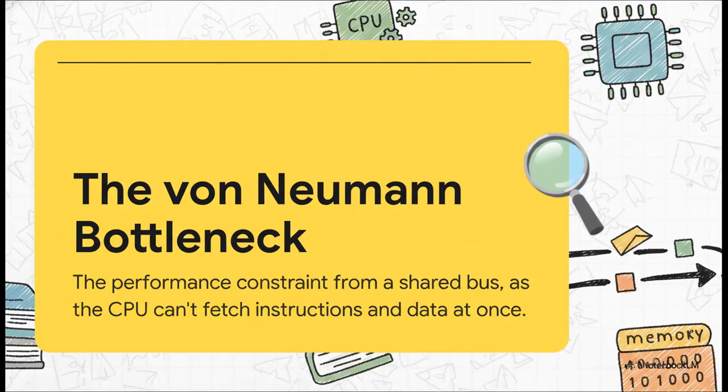And this conflict, right here, is the von Neumann bottleneck. Because the CPU shares that one path, it physically cannot get an instruction and get data at the same time. It has to do one, then the other. It has to wait. And that creates a hard limit on the speed of the entire system.